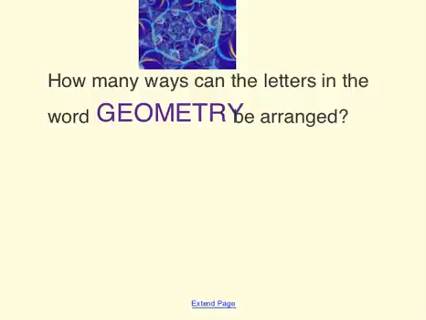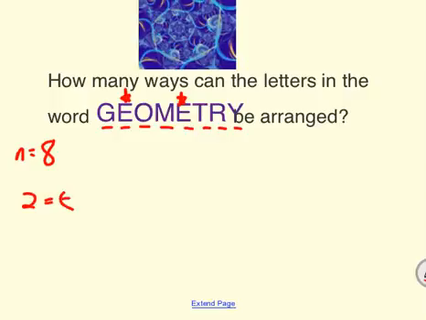How many ways can the letters in the word geometry be arranged? Okay, first off, I only see 3, 4, 5, 6, 7, 8. 8 letters, so n equals 8. And the only letters I see that repeat are E, so I would have just said 2 E's. So I would have just done 8 factorial over 2 factorial.